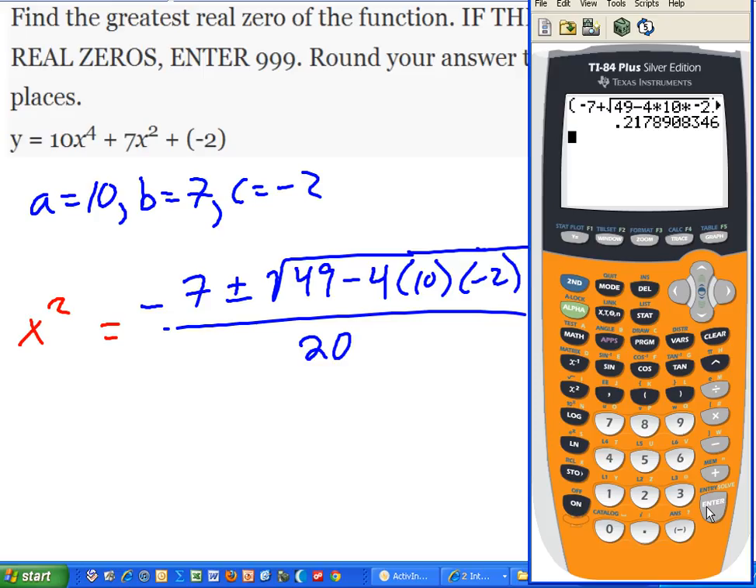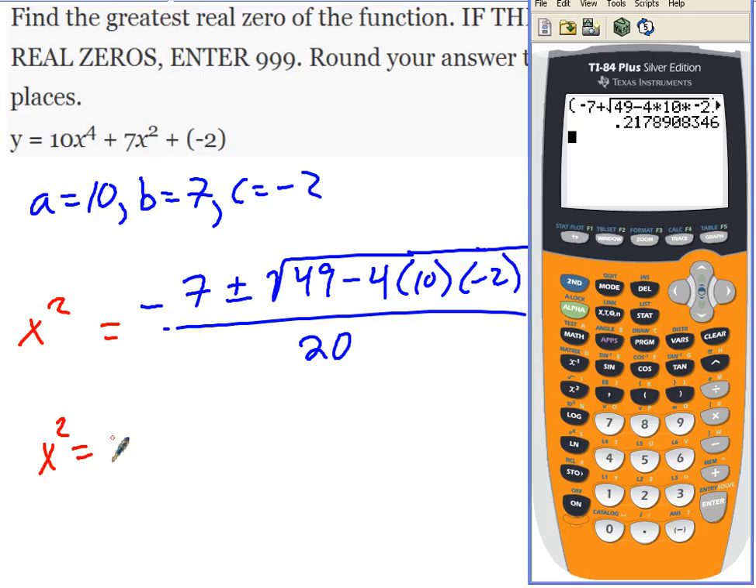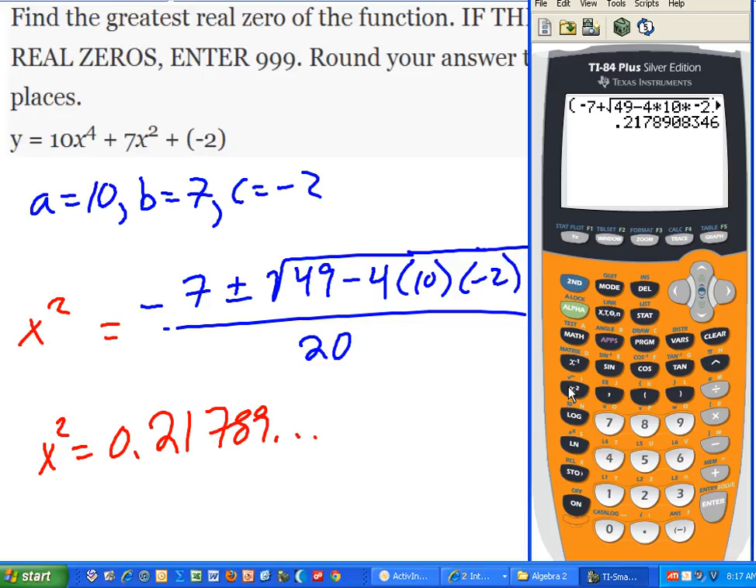So x squared equals this, there's one possibility. 0.2178 and so on. I have to square root, right? And I get a plus or minus answer. So one of my answers would be, if I square root that previous answer, I get 0.4667 and so on. Now how would I get the other one? Times negative 1, right? So I get plus or minus that.